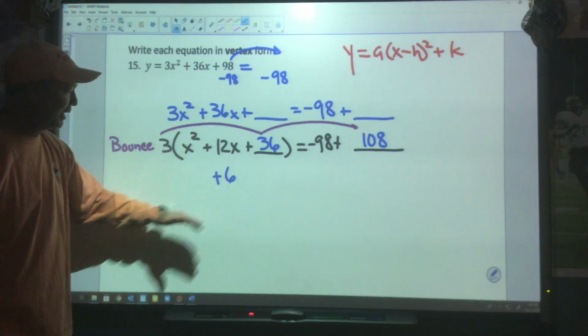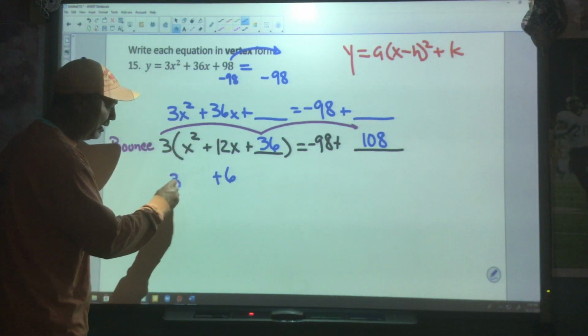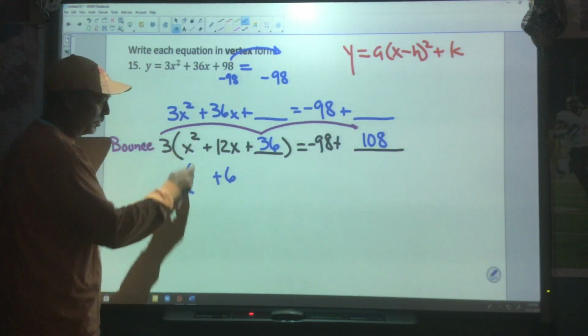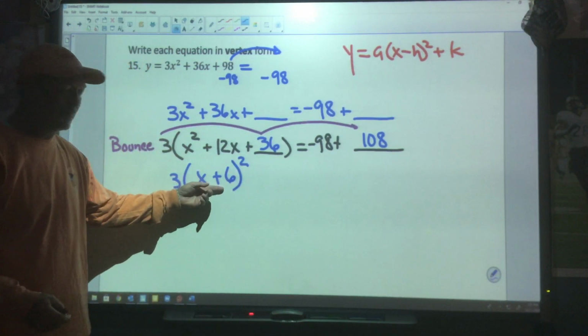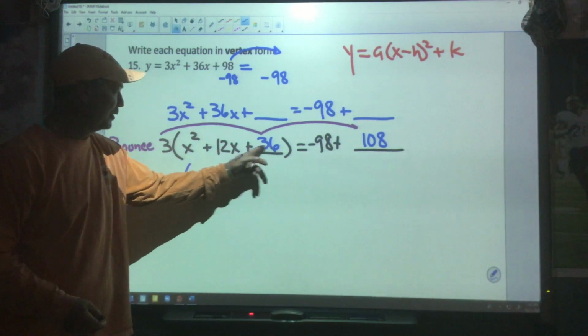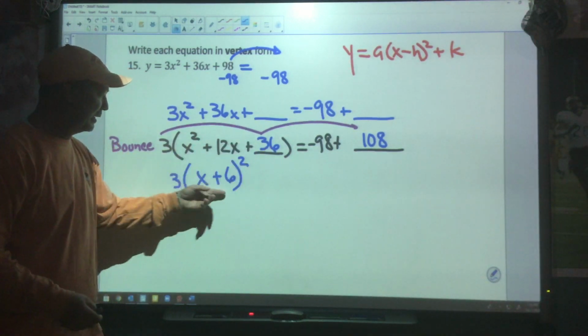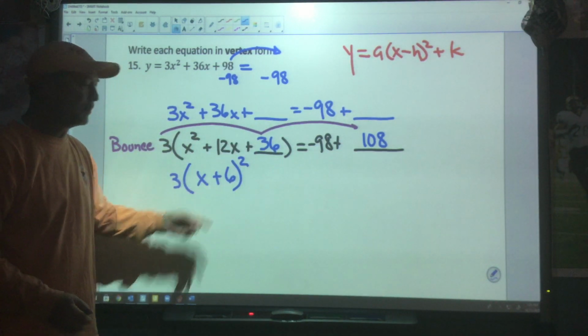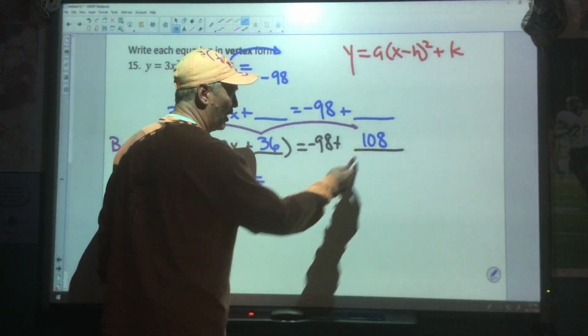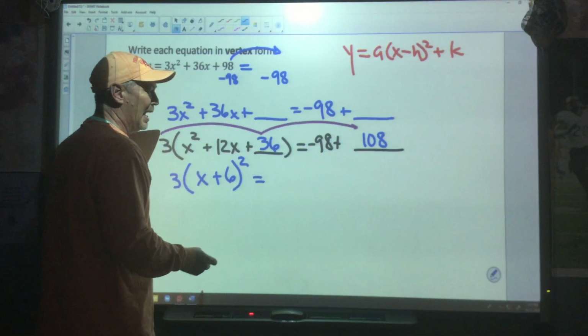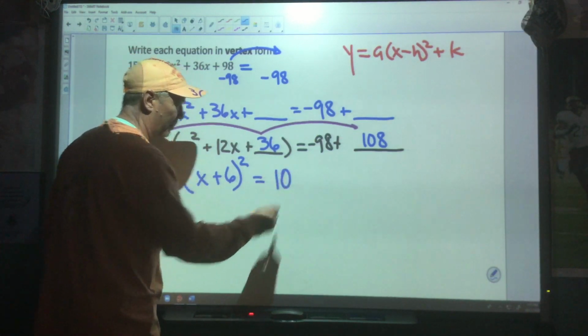We bring down everything else. We're going to bring down our 3, our parentheses, our x and our squared, because this is the factored form of this trinomial. Equals negative 98 plus 108 will give us a positive 10.